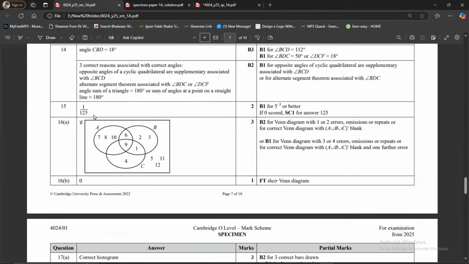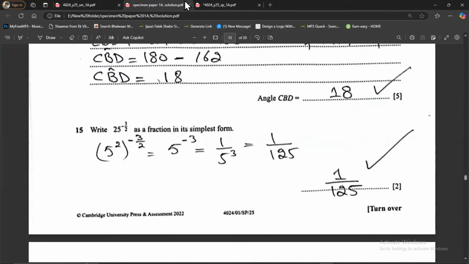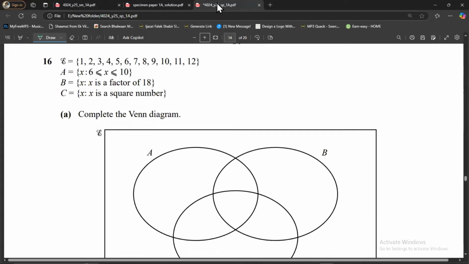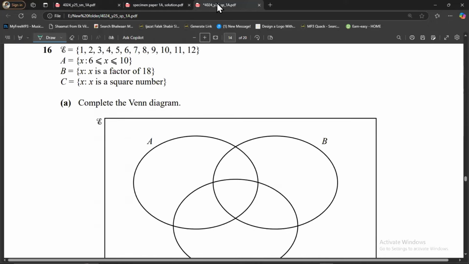That's the answer, sir. I hope you understand. Then we have the next question, question number 16, coming up on your screen. Here we have a universal set, which is 1, 2, 3, 4, 5, 6, 7, 8, 9, 10, 11, 12. The set A is such that x is greater than or equal to 6 and less than or equal to 10. So in A, we will have 6, 7, 8, 9, and 10.